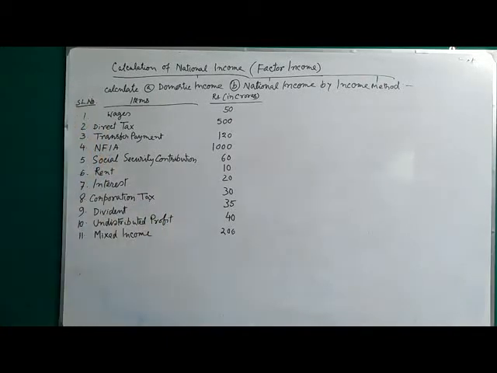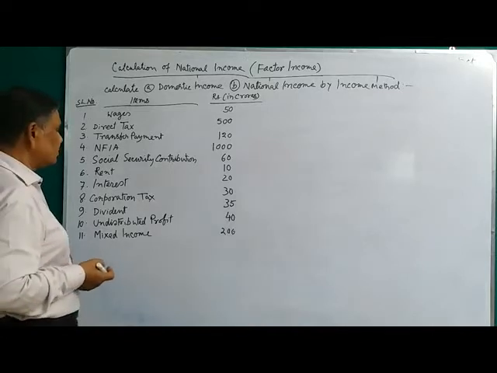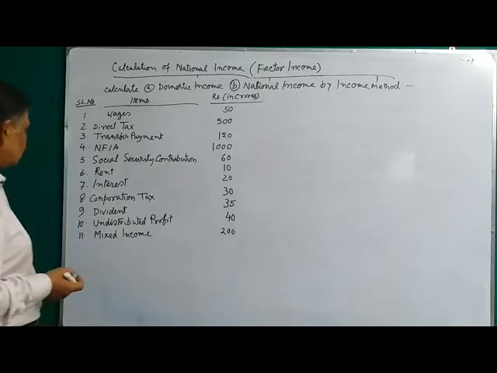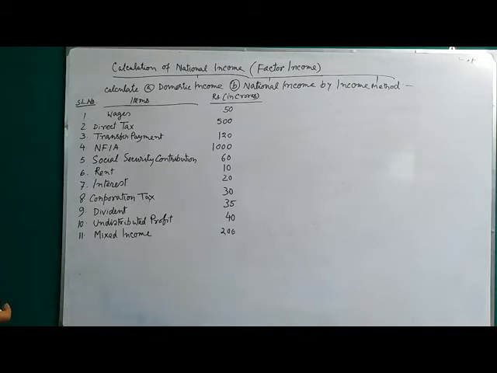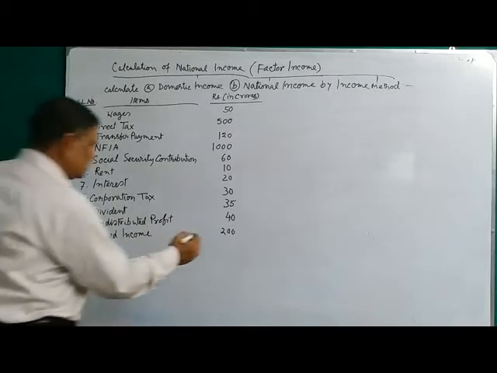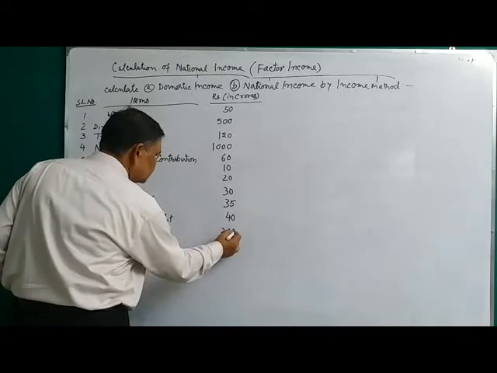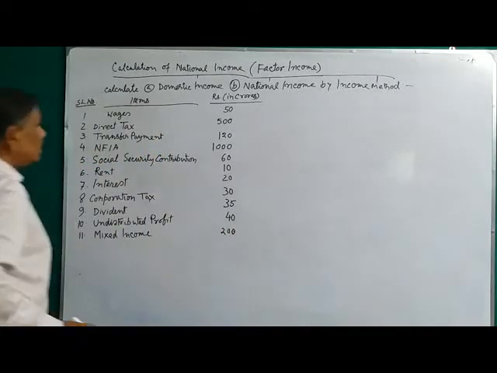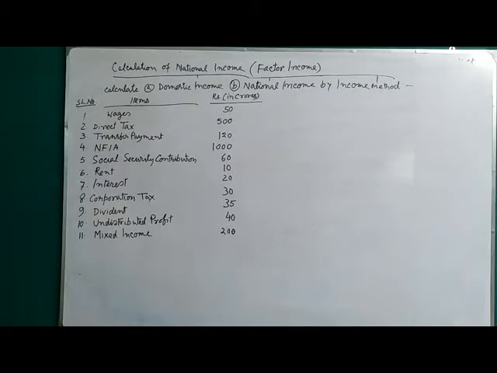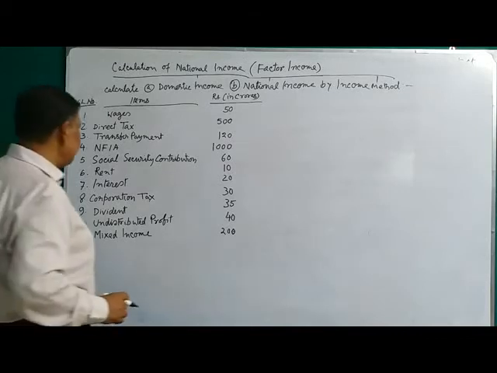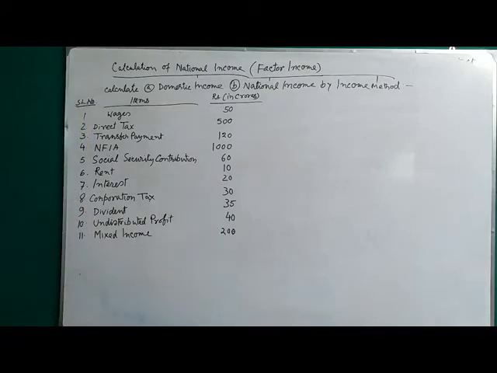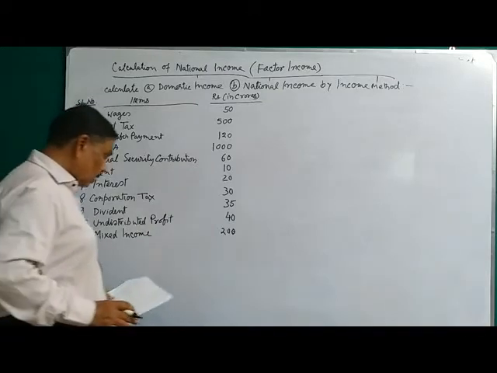corporation tax 30. 9, dividend 35. 10, undistributed profit rupees 40 crores. And last one, 11, mixed income 200. Now you have to calculate domestic income. In case of domestic income, which will be left out? NFIA will be left out. NFIA will not be counted.